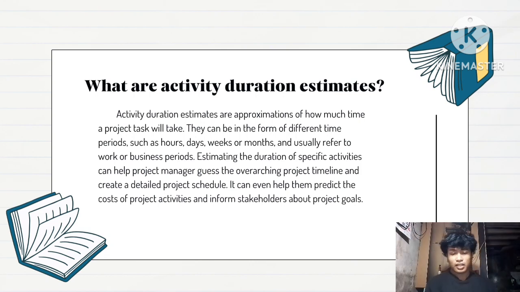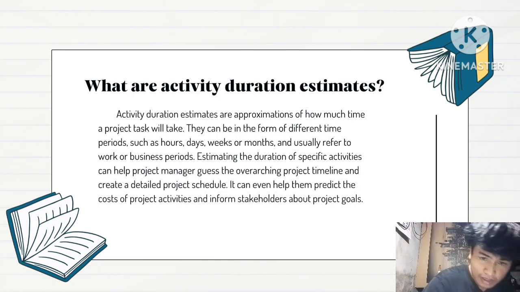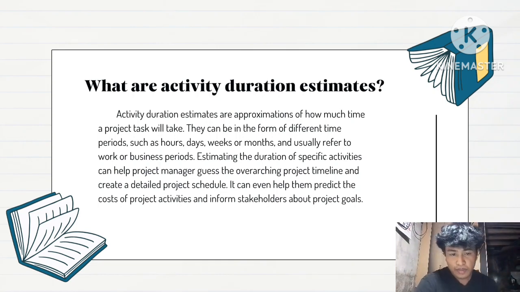So what are activity duration statements? Activity duration statements are approximations of how much time a project task will take. It can be in the form of different time periods such as hours, days, weeks, or months, and usually refers to work or business periods.